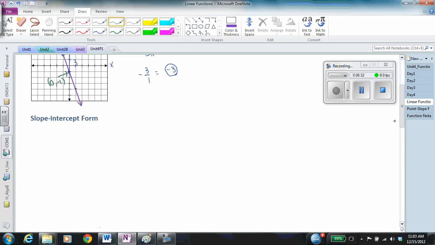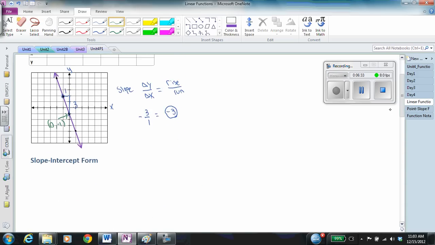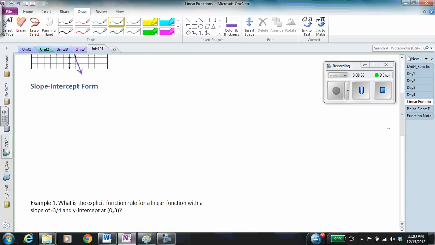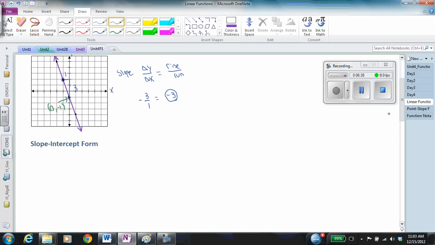So that leads us into something called slope-intercept form. The easiest way to write the explicit function rule of a line when you're given a graph is in slope-intercept form. So to do that, all I need is a slope and a y-intercept. So slope-intercept form is y equals mx plus b. Remember, m is the slope, and b represents the y-intercept.